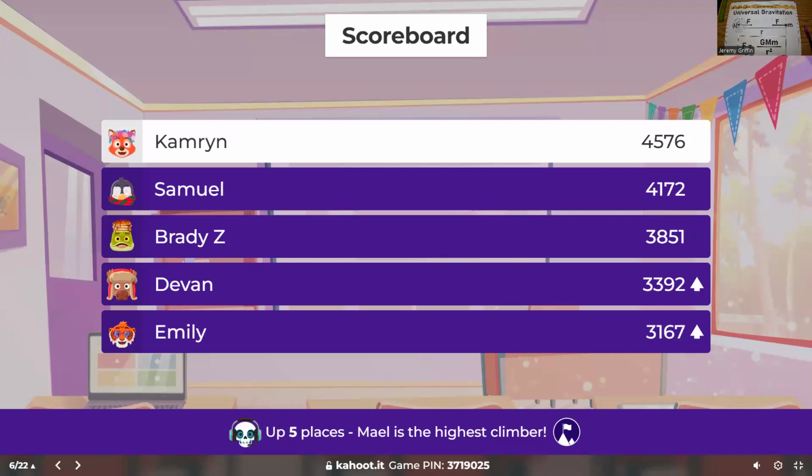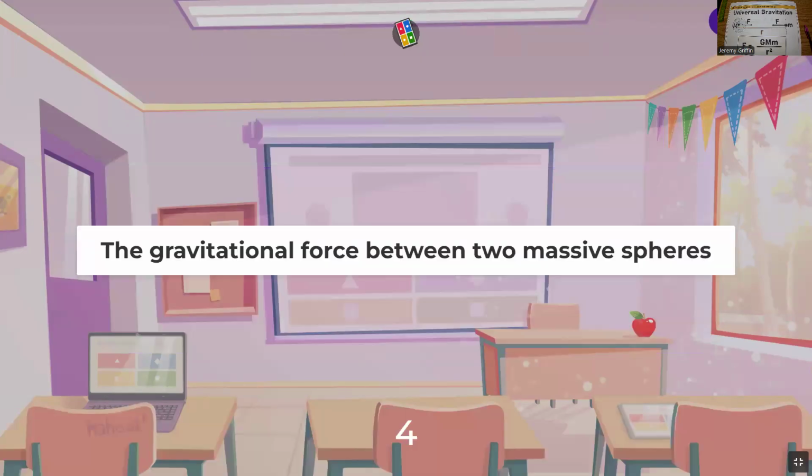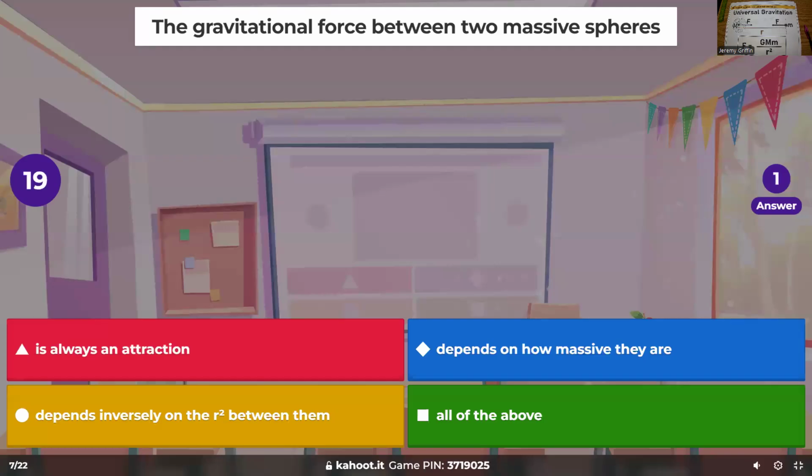All right. Emily, Devin, Brady, Samuel, Cameron. The gravitational force between two massive spheres.